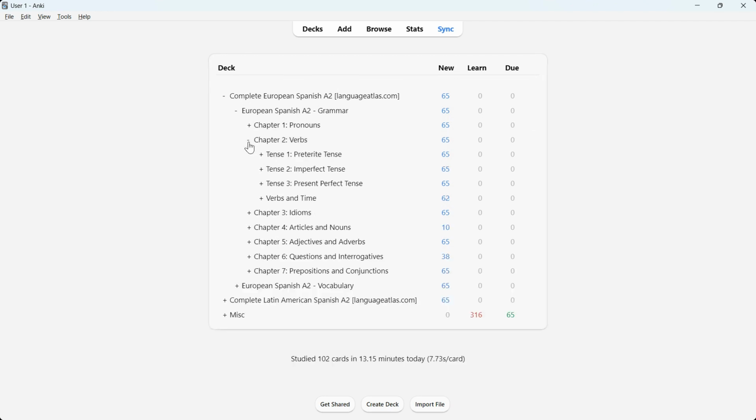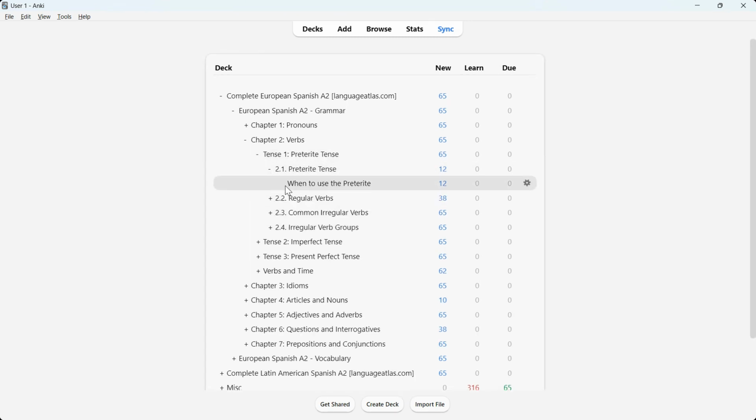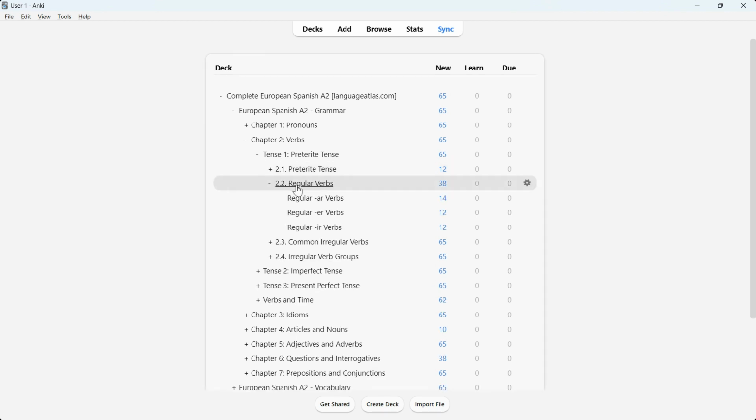When we go to chapter 2, verbs, we can see that we are dealing with three tenses, and we have a bit on verbs and time. We have the preterite tense, the imperfect tense, and the present perfect tense. If I go to the preterite tense, we can see that there are four groups inside it. We have, again, the preterite tense, when you use the preterite. We have the regular verbs, so the AR, ER, and IR verbs.